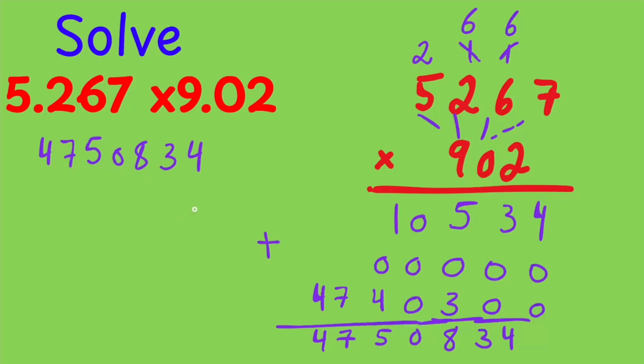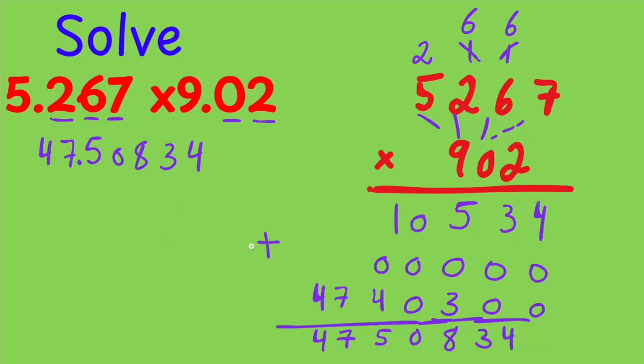Now we need to place the decimal point. How can we place the decimal point? Let's go back to the factors and count the number of digits we have. We have 1, 2, 3, 4, 5. I counted them all together. Then 5 digits. Start to count from the right side. 5 digits. 1, 2, 3, 4, 5. Then after this 5, you will put the decimal point. Then the final answer is 47 and 50,834 over 100,000. Okay, this is the final answer.